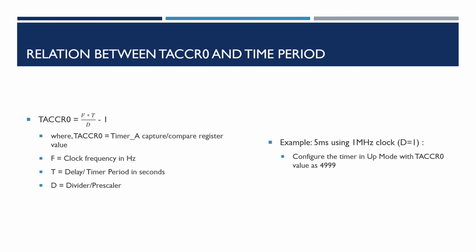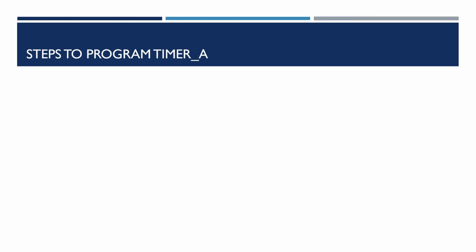So that's the relationship that you have between your TACCR0 and time period. It's very important to know this as well before you start programming the register. Now let's look at the steps to program the timer. This is more of a summary rather than anything else, and also to know which register should be used for which setting.